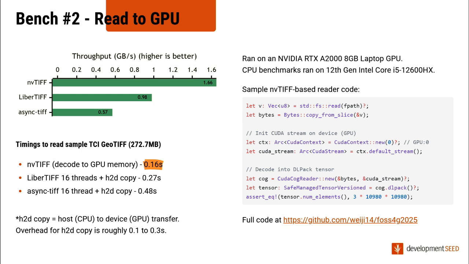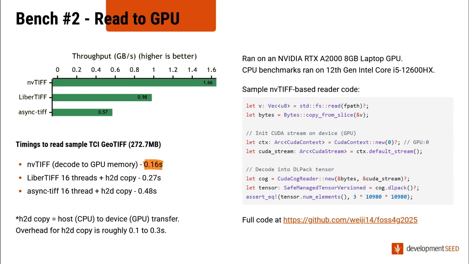That's the sample code I have. I've made this library called Cog3PO, which I'll talk about later. What you do is, in the first two lines of code, you parse the bytes. It could be from your file system, or it could be from the network.